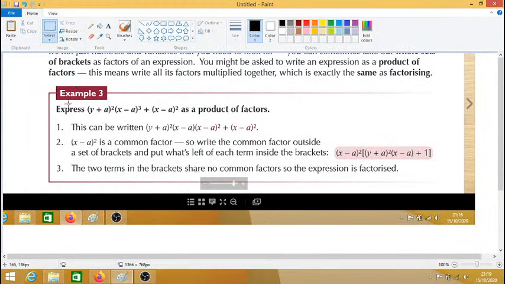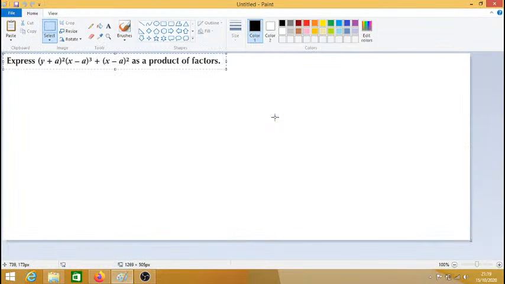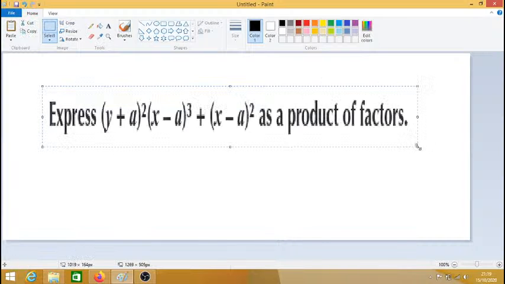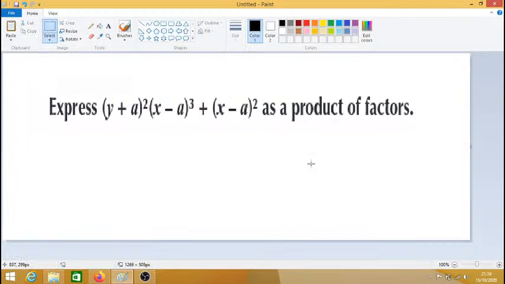And then the last example for today, the wording's a bit different on this one, but it's the same thing. We want to factorize. Express this as a product of factors just means to factorize it: look for the common factor, try to pull it to the front and fill in the rest of the bracket. Have a think about this one for a minute, and then I'll see whether you've got any of the answer.